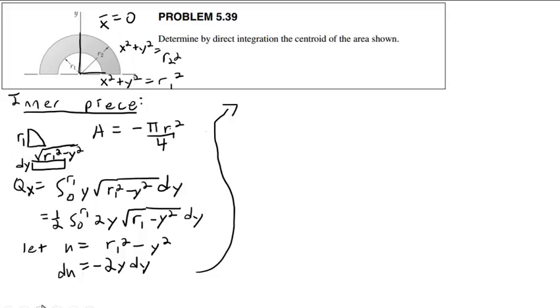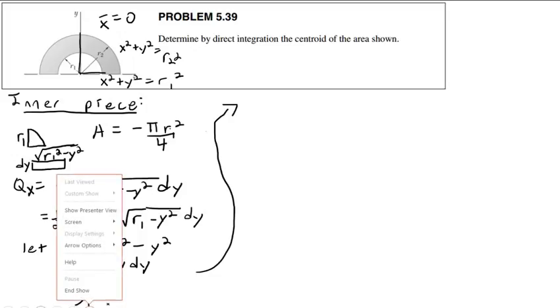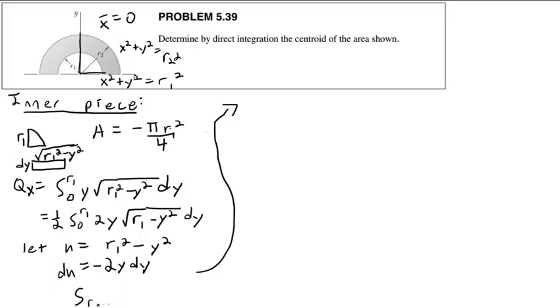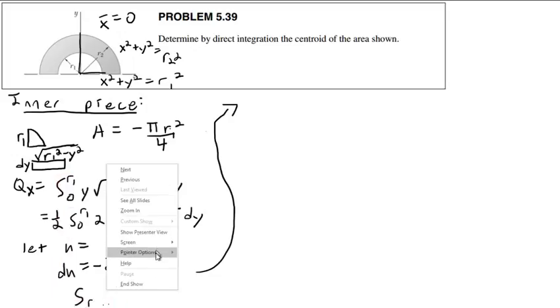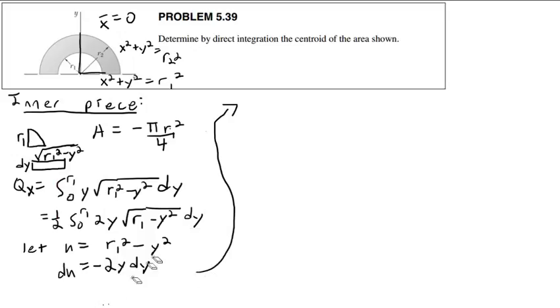Okay. And then, let's see. So this is then going to just be the integral of, if I put in 0 for y, I will get r1 squared, right? I'm just going to go to the next line right now.